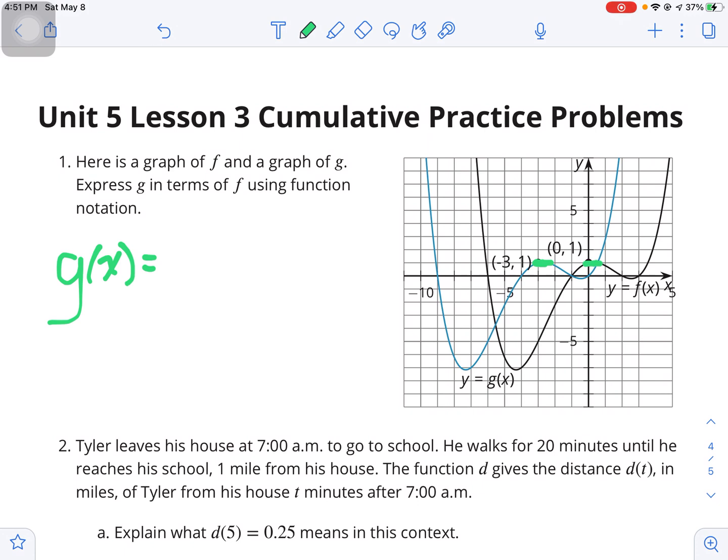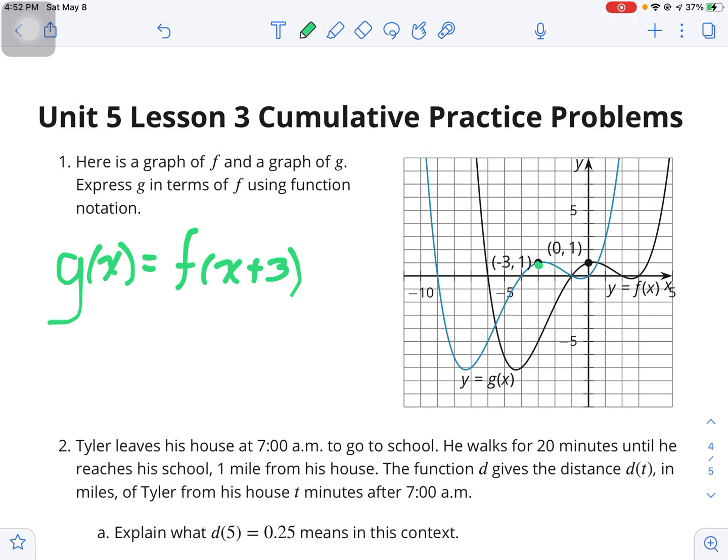And so g of x hits this height 1, 2, 3 units before f of x does. And so it takes f of x 3 more units to hit that height. And so g of x would equal f of x plus 3 then.